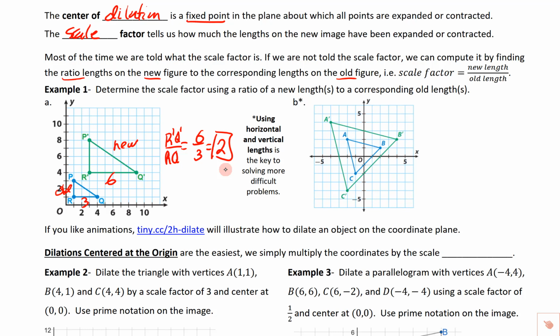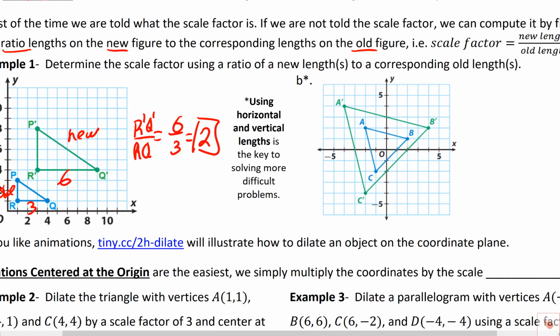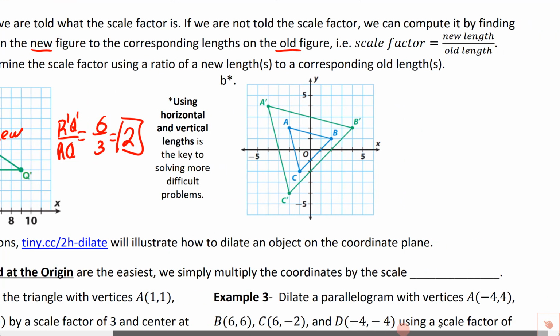Now, the key on this is using horizontal and vertical lengths. So I picked this horizontal length with RQ and compared it with the horizontal length R prime Q prime. We could just as well have found the distance from P to Q and compared it with the distance from P prime to Q prime, but those are diagonal and that makes things a little bit more difficult. So we'll try and avoid that when we can. Sometimes it's unavoidable and then we might have to do that. So I'm going to zoom in on this next one. This next one's an interesting figure.